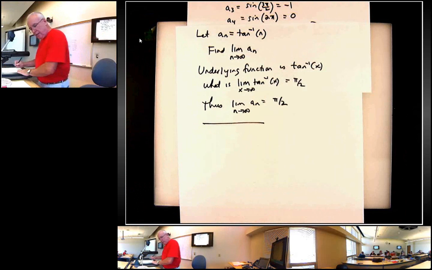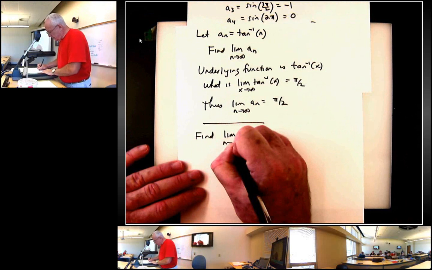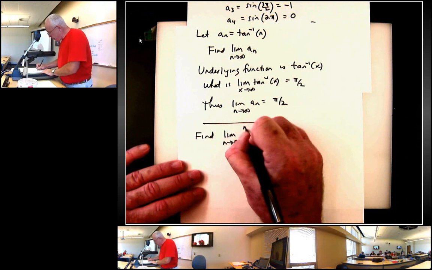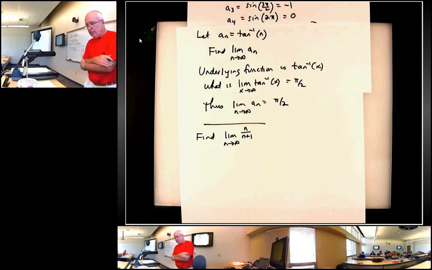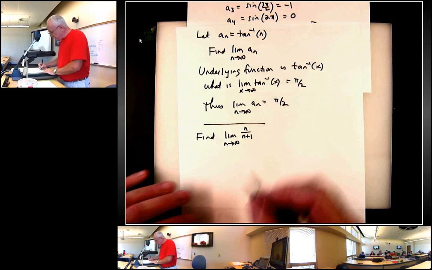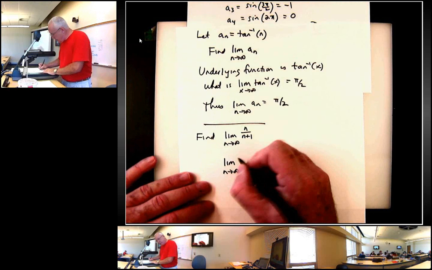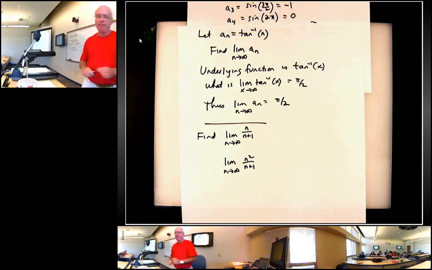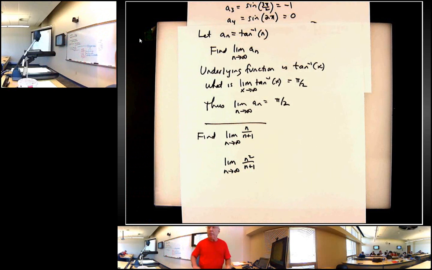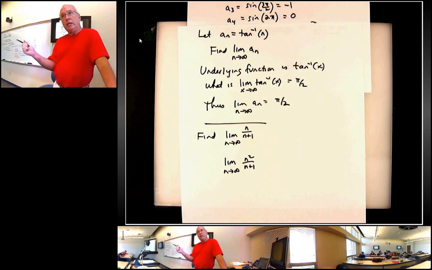How about looking at: find the limit as n approaches infinity of n divided by n plus 1. And let's also put another one down here. Let's also find the limit as n approaches infinity of n squared over n plus 1. Now, how do we approach these? Because the top is going to go to infinity, and the bottom's also going to go to infinity.